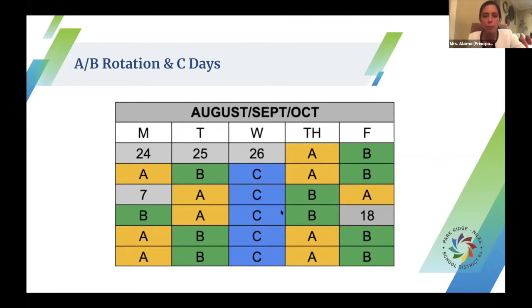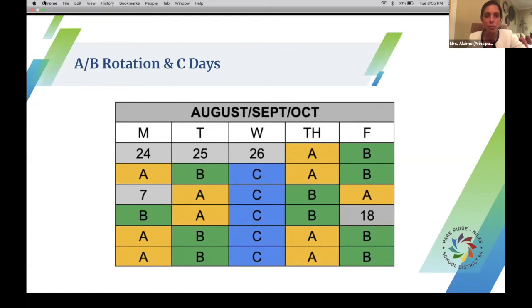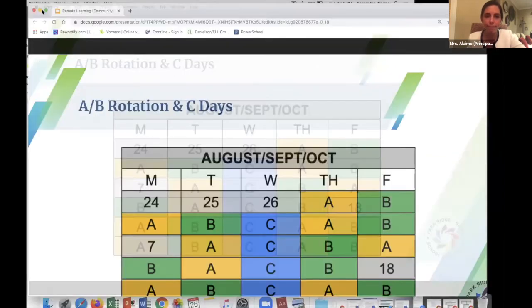We are going to label the A, B, and C days on the EM public calendar so that when you log into our website, you would be able to see whether it's an A day or a B day, and students have access to that as well.